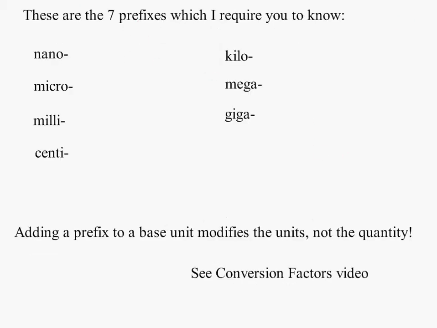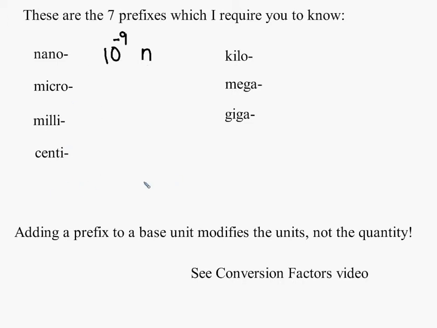Here are the 7 prefixes which you will use in this class. And I do require you to memorize these 7 and only these 7. The first is nano. This is a prefix, so the word nano will appear in front of a base unit. For instance, nanometers or nanoseconds. A nano is the same as 10 to the minus ninth, and it is abbreviated lowercase n.